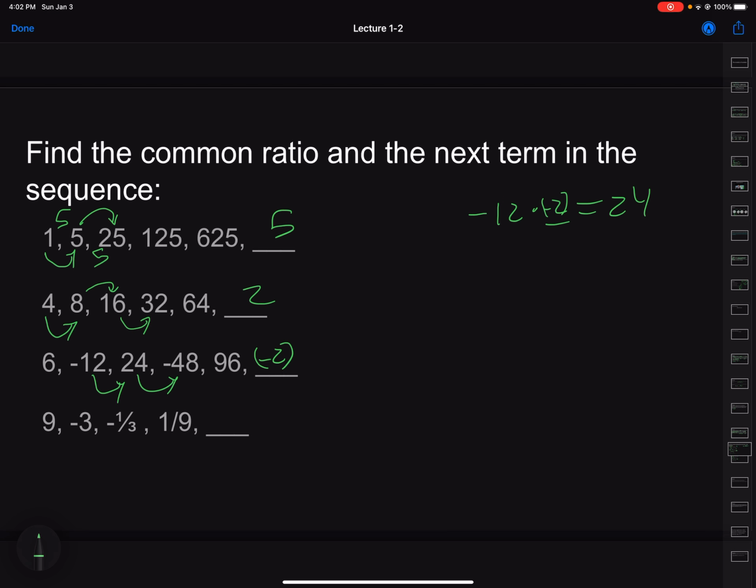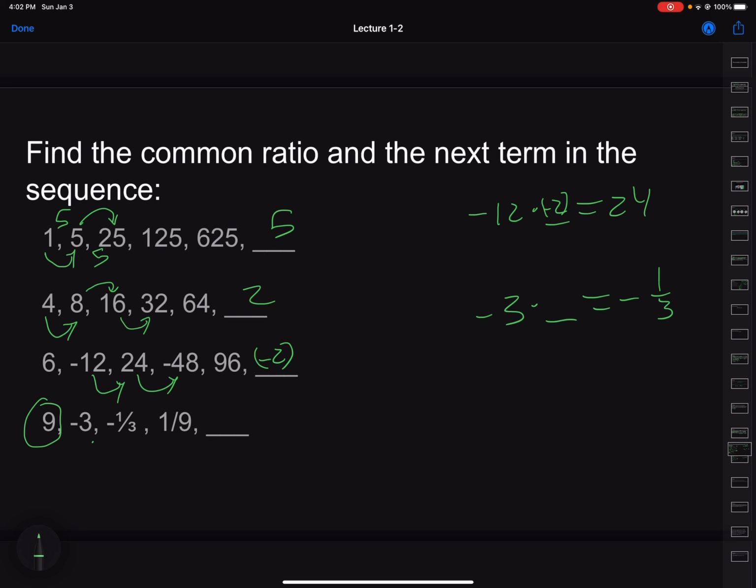And now, just like how in the arithmetic sequence we were able to do subtraction by doing the opposite of the number, well, what's the opposite of a number with regards to multiplication and division? If I'm multiplying by 3, the opposite of that is dividing by 3. So in this next case, we have negative 3. How do I get from negative 3 down to negative 1/3? Well, negative 3 times what equals negative 1/3?